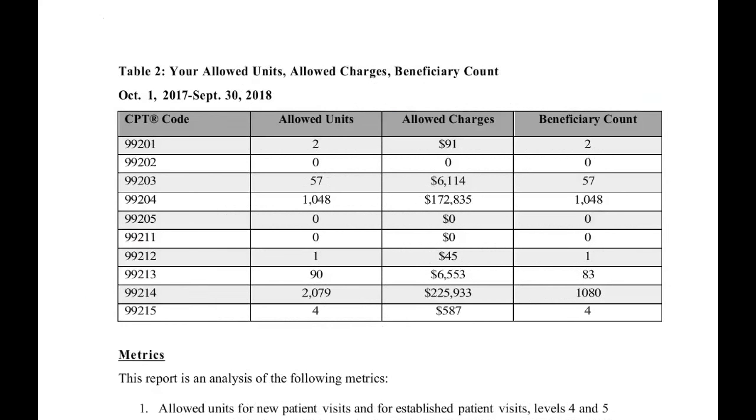at Table 2. So now that we've had a brief overview of the metrics, we can get a little bit of a better understanding as to why these specific data points are listed on this Table 2 of the CBR. So these are allowed units. We see allowed charges, and then the beneficiary count for each of the new and established patient codes. So this is kind of an overview for those data points for this provider. And it's good to have an overview and then get down to the nitty-gritty, like I said, with each of the metrics. So let's get back to looking at those specifically.